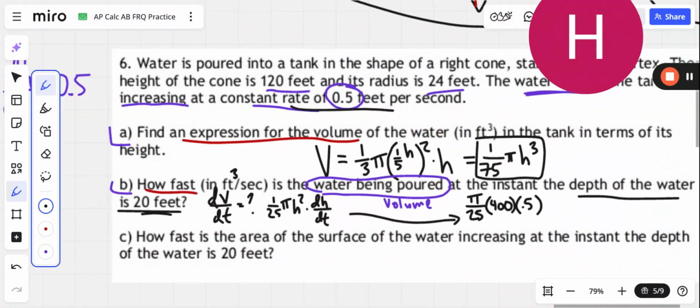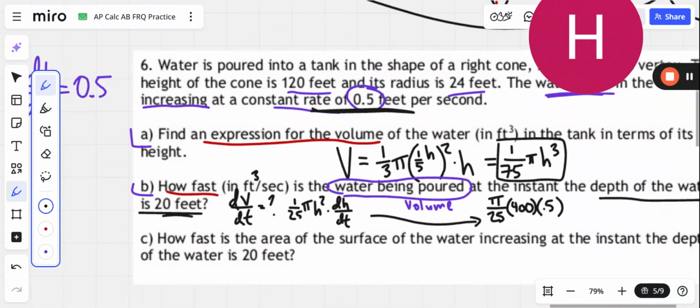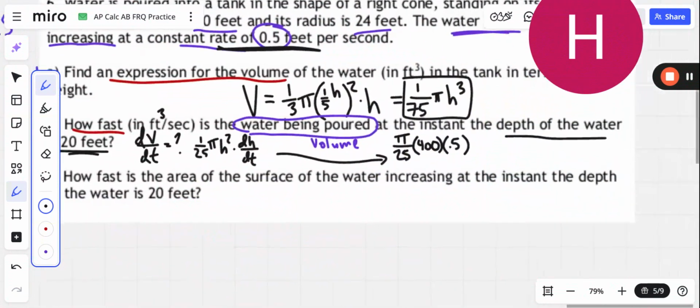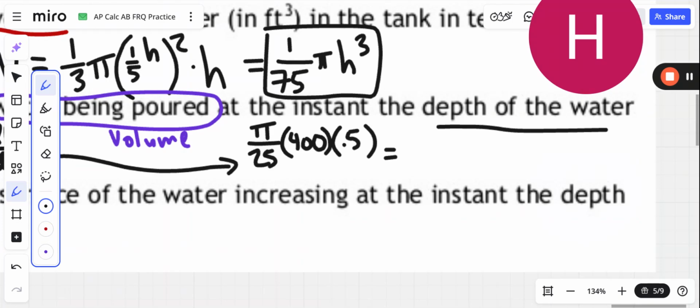Right, it told us that here. The water level is increasing at a constant rate, 0.5. So we just got to plug that in. Half of 400 is 200, and 200 over 25. If you ask a kid back in the 90s, what's 200 divided by 25, they will tell you right away that is 8. That is 8 pi.